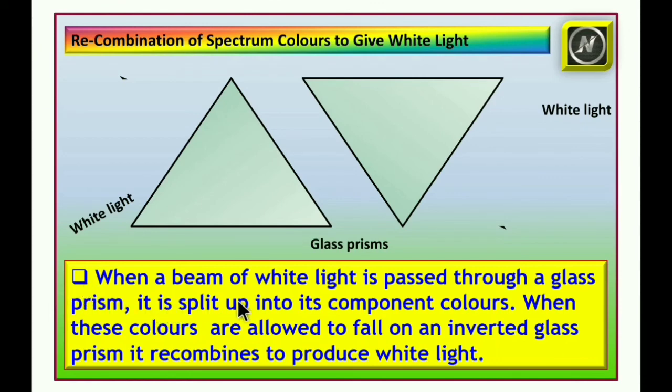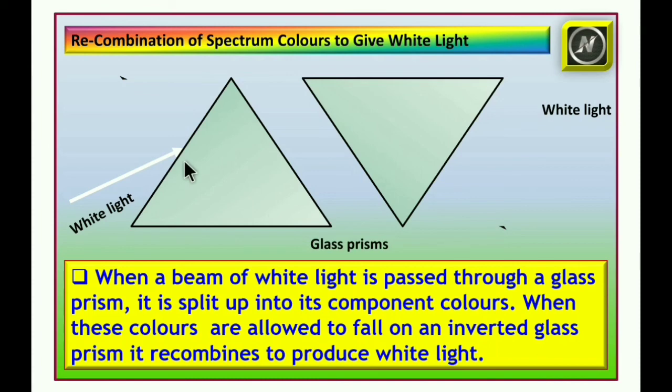When a beam of white light is passed through a glass prism, it is split up into its component colors. When these colors are allowed to fall on an inverted glass prism, they recombine to produce white light. It recombines and produces the white light. How, we will see.